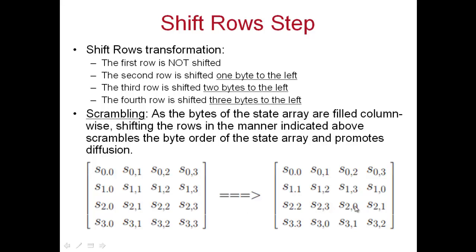Now the fourth row is shifted 3 bytes to the left, so S33 comes here. And S30, if you wrap around, will come here because it wraps around 1, 2, 3 bytes to the left. S32, if you wrap around, it will be 1, 2, third byte to the left, so this will be S32. And S31, if you wrap around 3 bytes to the left, it is 1 byte, 2 byte, 3 byte, so S31 comes here. So that's how you do the shift row step during encryption.